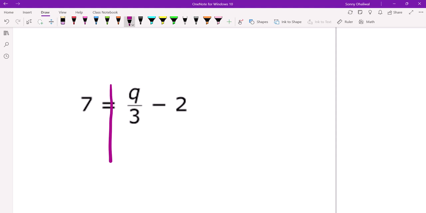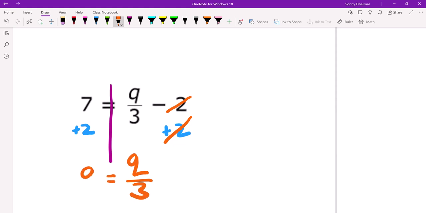We increase this side by 2. Therefore, we need to increase the other side by 2. Right? We do our canceling. Negative 2 and positive 2 makes 0, so those disappear. Q over 3 is left on that side, and 7 plus 2 is 9. Okay. 9 and Q kind of look similar as well. That's why I always have a little check mark thingy on the bottom of my Q to kind of separate them out.